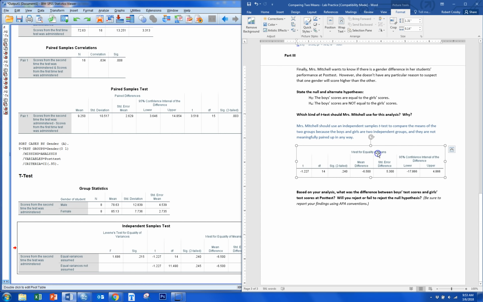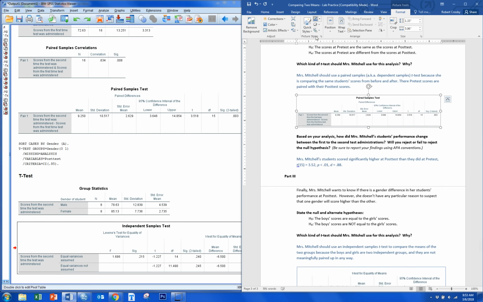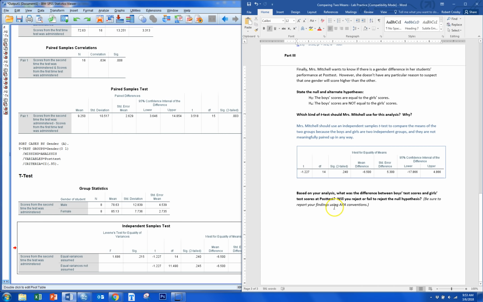Here is the information that I want to be looking at. Put a little box around that. Do that up here too. Why not? Be consistent. So this is the data we want to look at. This is the output. I don't want to look at Levene's test anymore. That's done with. Just look at this and interpret this. So based on your analysis, was the difference between boys' scores and girls' scores significant? What was the difference? Will we reject or fail to reject the null hypothesis?